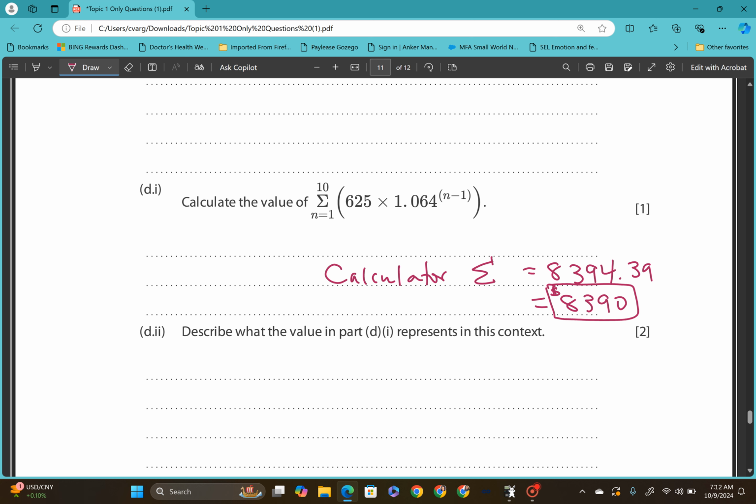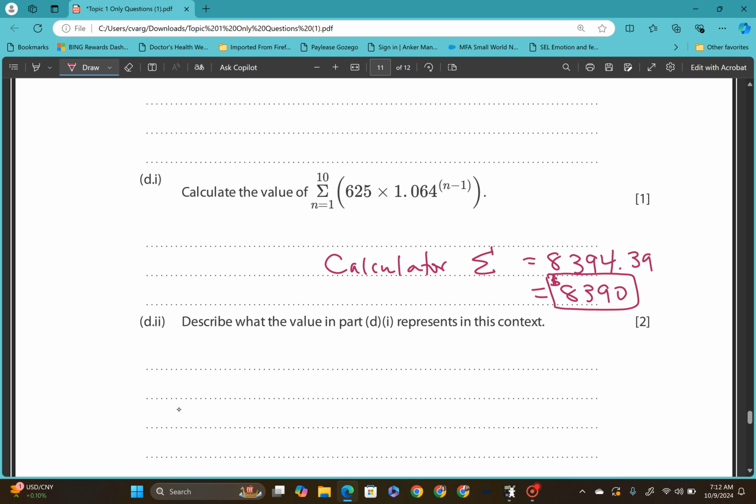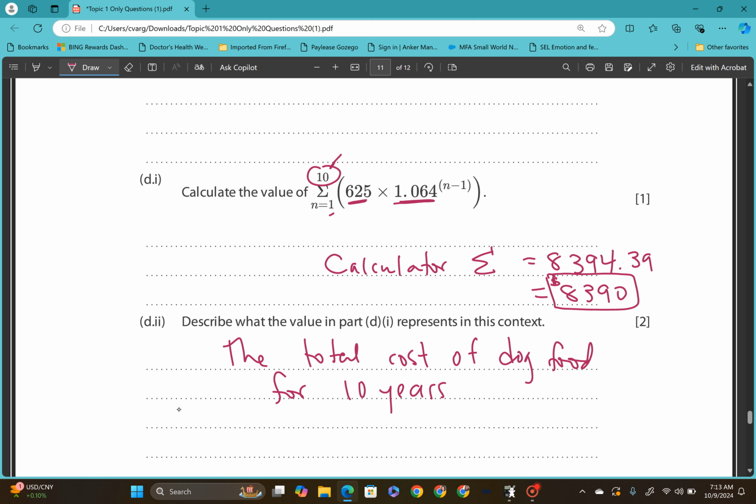And it says describe what the value represents. So think about it, right? This is how much we started with. This is our rate. We're going for 10 days. That's our end. This is our start. So this is the total cost of dog food, right? Because that's what we're talking about for 10 years, beginning in 2021. Okay.